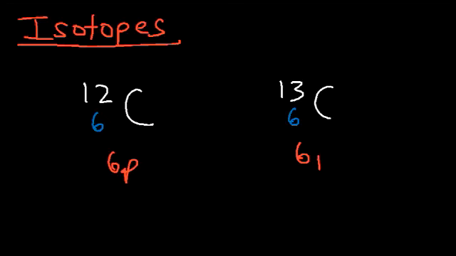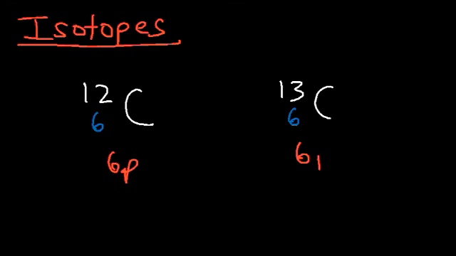Now, carbon-12 has a mass number of 12. So if we want to calculate the neutrons, which is the difference between the mass number and the atomic number, 12 minus 6 is 6, but for the other example on the right, 13 minus 6 is 7. And we can see that these isotopes have different mass numbers and also different numbers of neutrons.